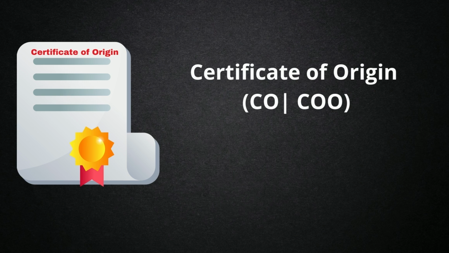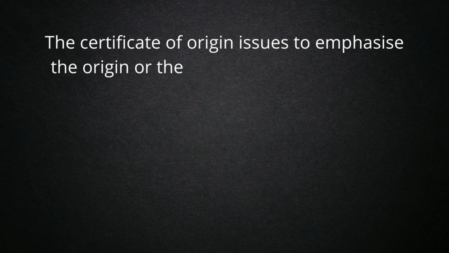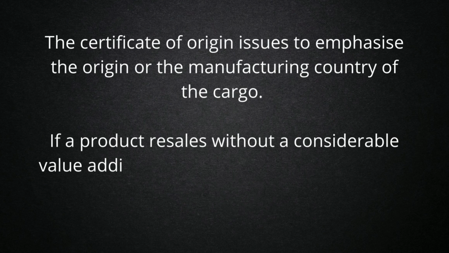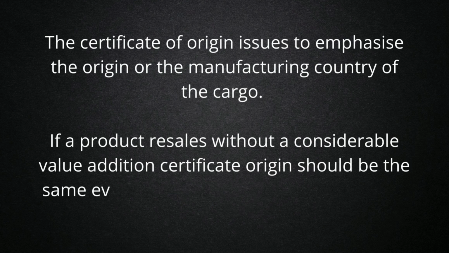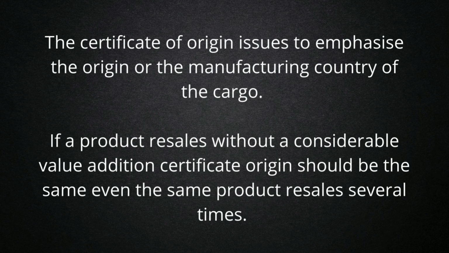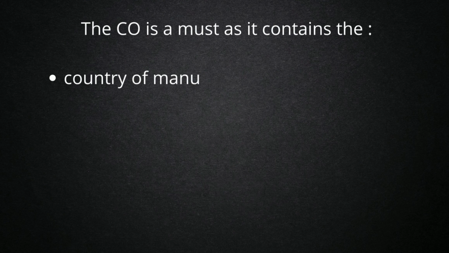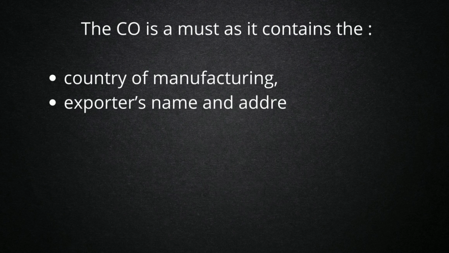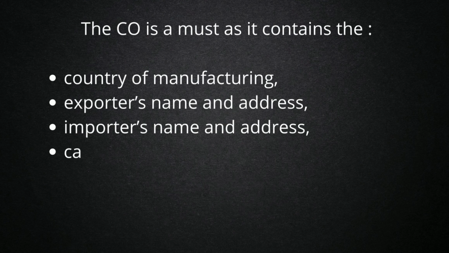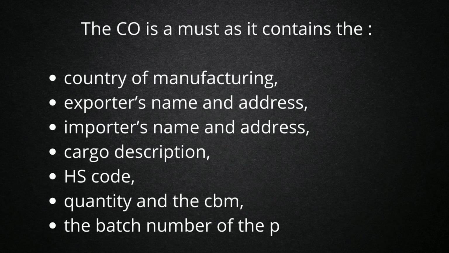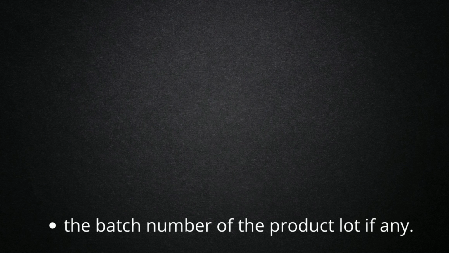Let's see what is the Certificate of Origin, which is known as CO or COO. The Certificate of Origin is issued to emphasize the origin or the manufacturing country of the cargo. If a product is resold without a considerable value addition, the Certificate of Origin should be the same even if the same product is resold several times. The CO is a must as it contains the country of manufacturing, exporter's name and address, importer's name and address, cargo description, HS code, quantity, and the CBM, the batch number of the product lot, if any.